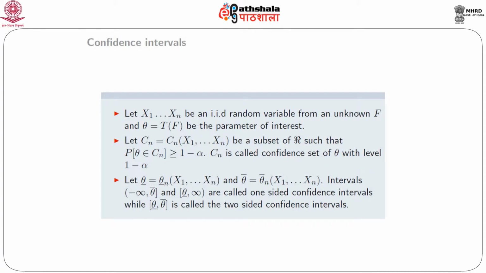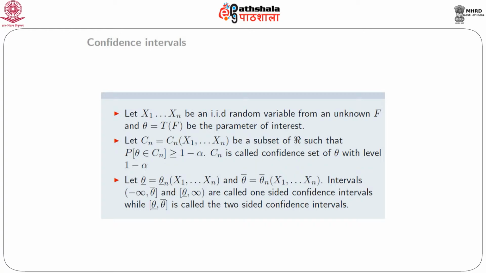Now, let X1, X2, ..., Xn be IID random vectors from an unknown F, and let theta = T(F) be a parameter of interest. Assume Cn = Cn(X1, ..., Xn) is a subset of R such that probability theta belongs to Cn is greater than or equal to 1 minus alpha. Cn is called a confidence set for theta with level 1 minus alpha. The factor 1 minus alpha, which is the probability, is called the coverage probability of Cn.